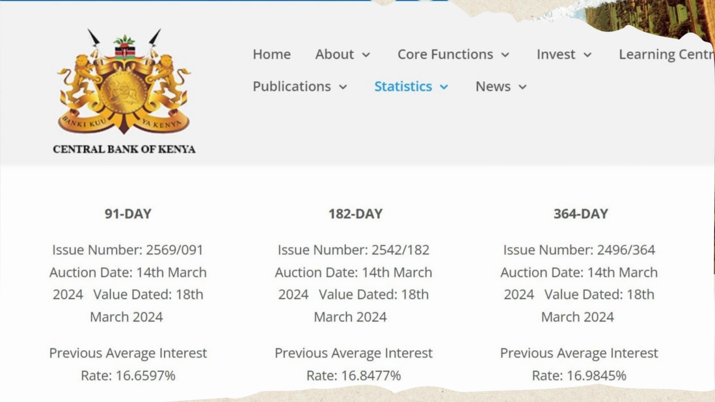Now, one thing you must have realized from the interest rate is that the longer you leave your money in the Treasury bills, the higher the interest rate that you are likely to get from your investment, as you can see from the 91-day, 182-day, and 364-day interest rates.